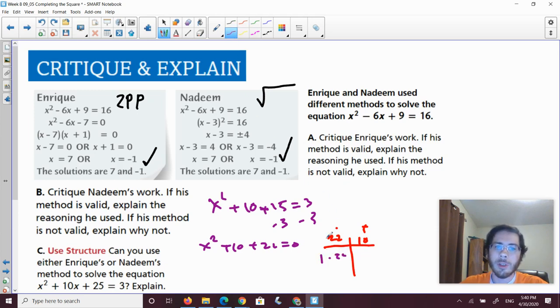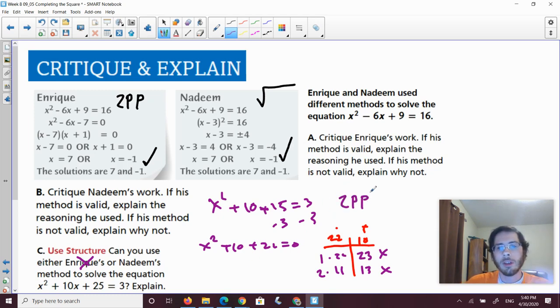1 times 22. If I add that up, I get 23. That's not good. So we'll try 2. 2 times 11. If we add that up, we get 13. That's not good either. 3 won't work. 4 won't work. 5 won't work. So it looks like he can't do it. So Enrique's out. So unfortunately, we cannot use the zero product property to solve it.